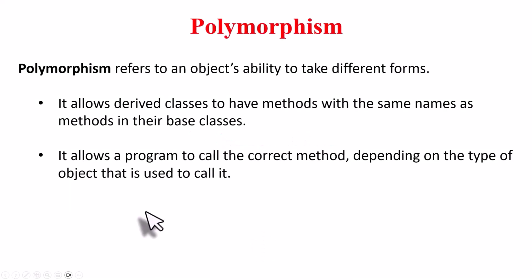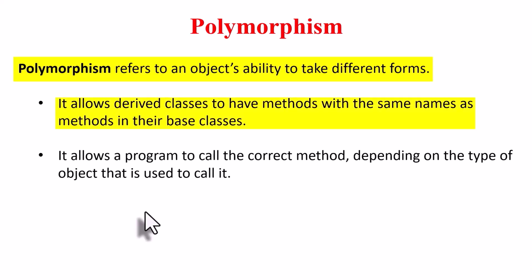Let's take a look. When it comes to object-oriented programming, there's a lot of big words they use to describe the different aspects of object-oriented programming. One of those big words is polymorphism, and that's what this video is all about. Polymorphism refers to an object's ability to take on different forms. It allows derived classes to have methods with the same names as methods in their base classes. It allows a program to call the correct method depending on the type of object that is used to call it.